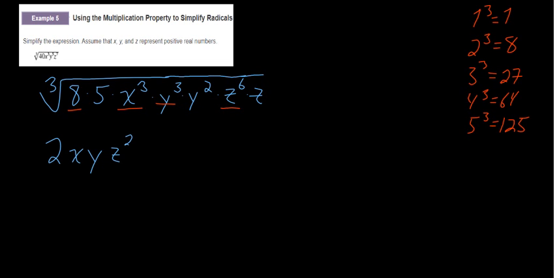Okay, and then what remains? Well, that's everything I didn't underline, right? 5y squared z. And I forgot to put my little cube there, so let's erase that so it doesn't get a little messy there. So we're going to say the cube root of 5y squared z.